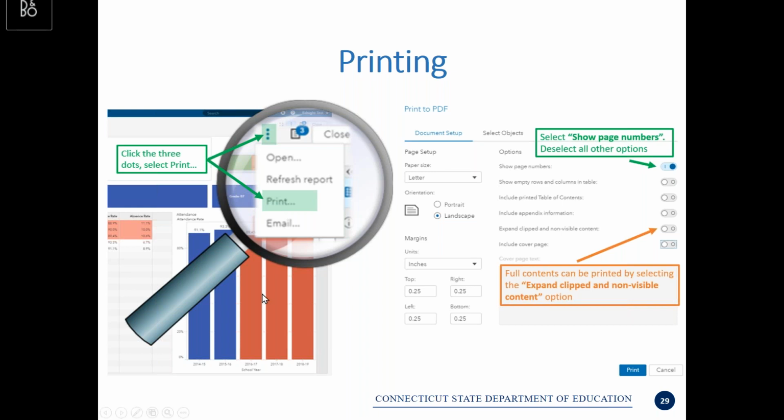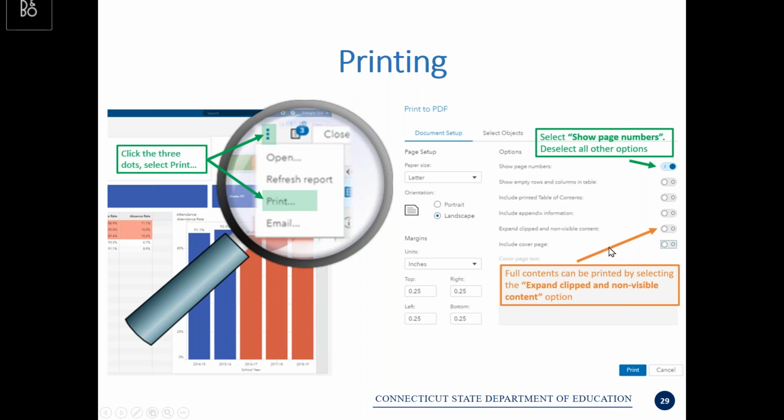I recommend that you deselect all of the other options and select only show page numbers. When you select print, the dialog will generate a PDF. In the PDF, you may notice that some content may appear cut off or clipped. Depending on your needs, that may be okay, or you may want to go back and reprint to ensure all content is displayed. If you want to reprint with all content displayed, you will print again, but this time select the option that reads expand clipped and non-visible content, which is shown on the screen with the orange arrow.